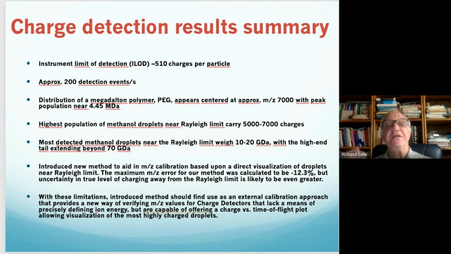But the uncertainty in the true level of charging away from the Rayleigh limit is likely to be even greater. And lastly, if you have an instrument where you don't have a direct measurement of your ion energy, we think that this method, visualization of the Rayleigh limit, is going to find value as a way of verifying mass to charge values, a kind of calibration aid for those mass spectrometers that don't have a way of defining ion energy.